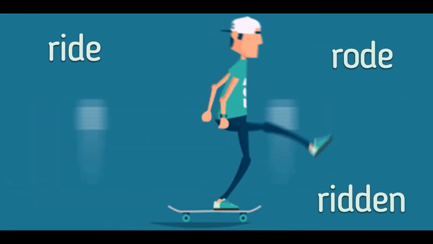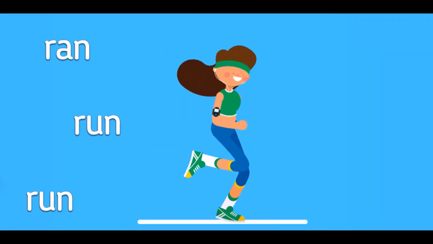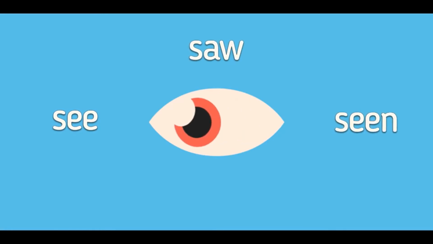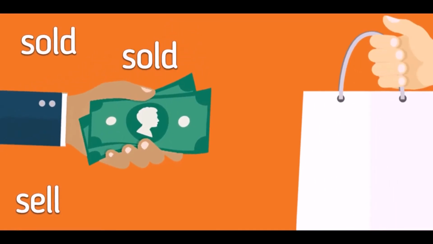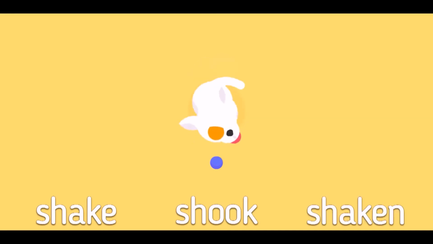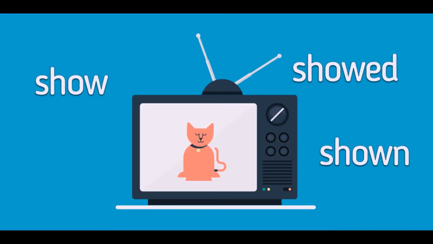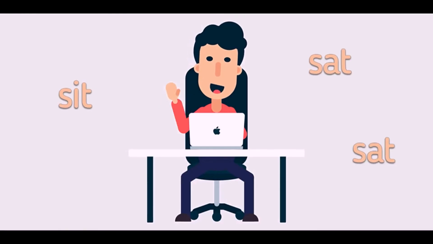Ride, rode, ridden. That's right. Rise, rose, risen. Here we go. Run, ran, run. You heard. Say, said, said. Yeah, you did. See, saw, seen. Seek, sought, sought. Sell, sold, sold. Send, sent, sent. Here we go. Set, set. You heard. Shake, shook, shaken. Shine, shone, shone. Here we go. Show, showed, showed. Sing, sang, sung. That's right. Sit, sat, sat.